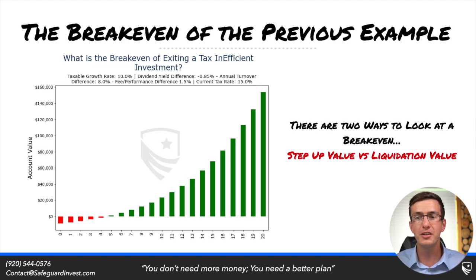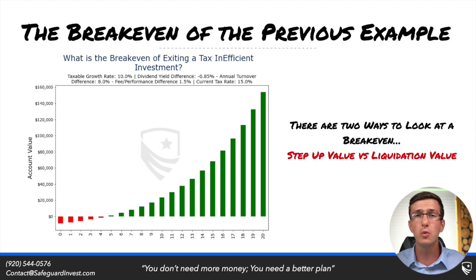Now, one thing to understand here is there are 2 ways to look at the break even. We're using the more conservative way of looking at the step up in value break even. What this means is we're assuming we don't ever have to exit that bad tax efficient investment. We can simply hold that to the end of our life and pass on that unrealized gain to the next generation. The reason I say this is more conservative is because this is going to be the longest break even that you have.